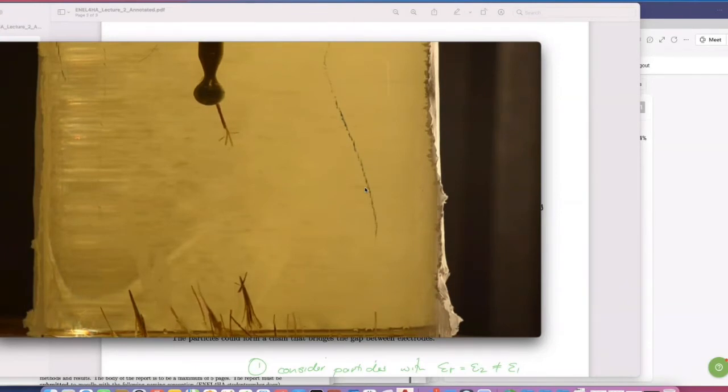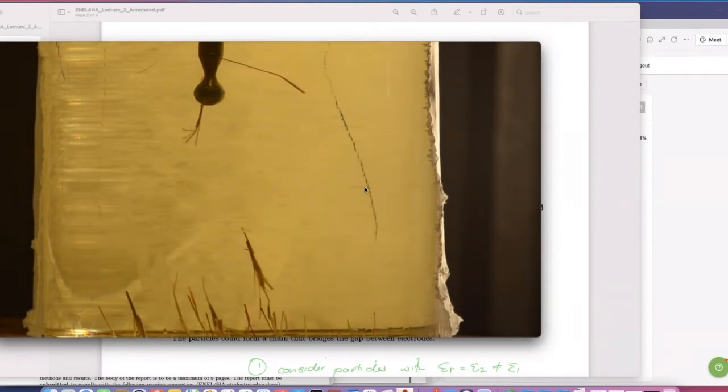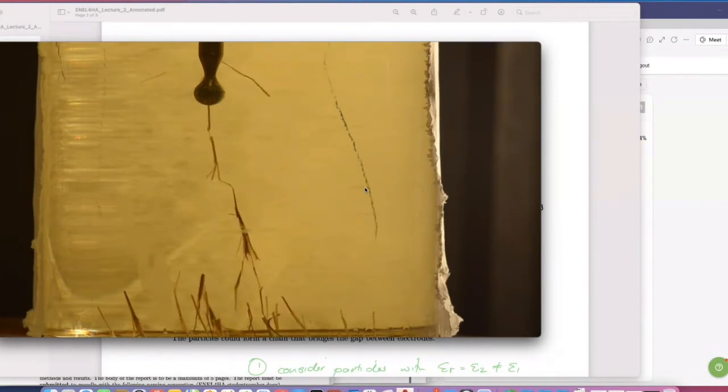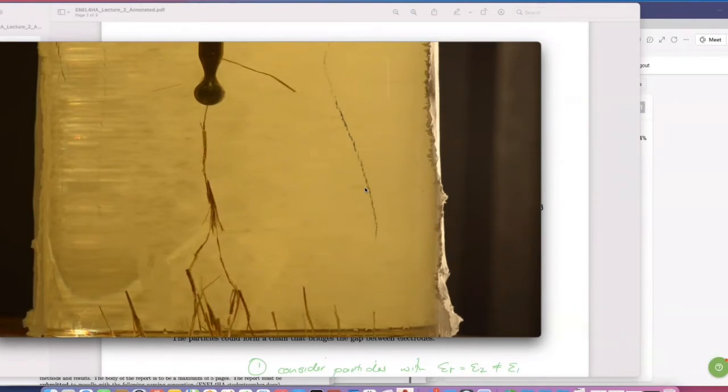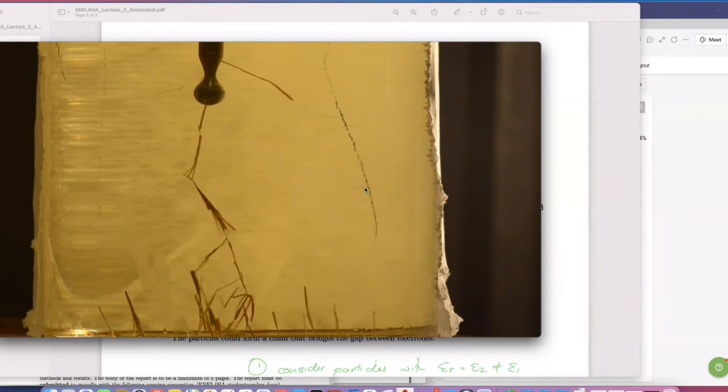What you can see is that the particles are moving in the electric field. You can see some gas bubbles that popped out there. What you can see here is that the particles have actually bridged the gap.